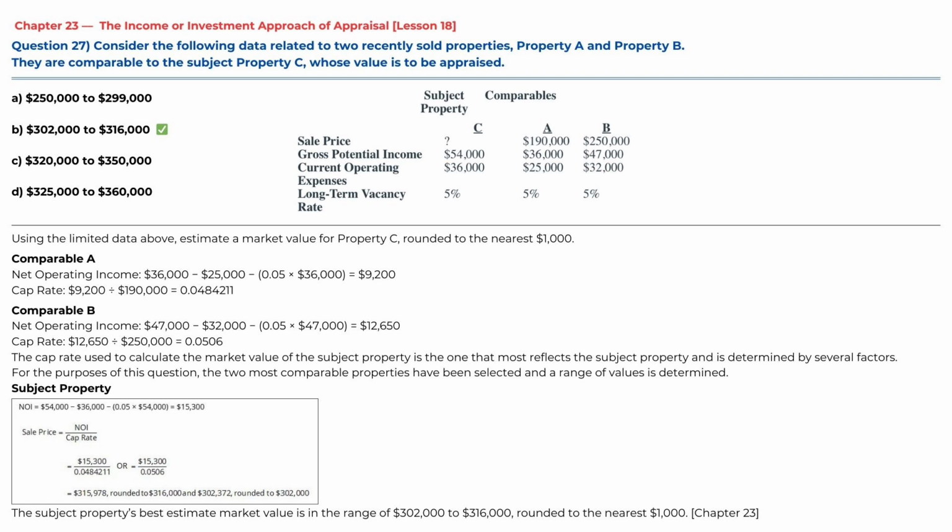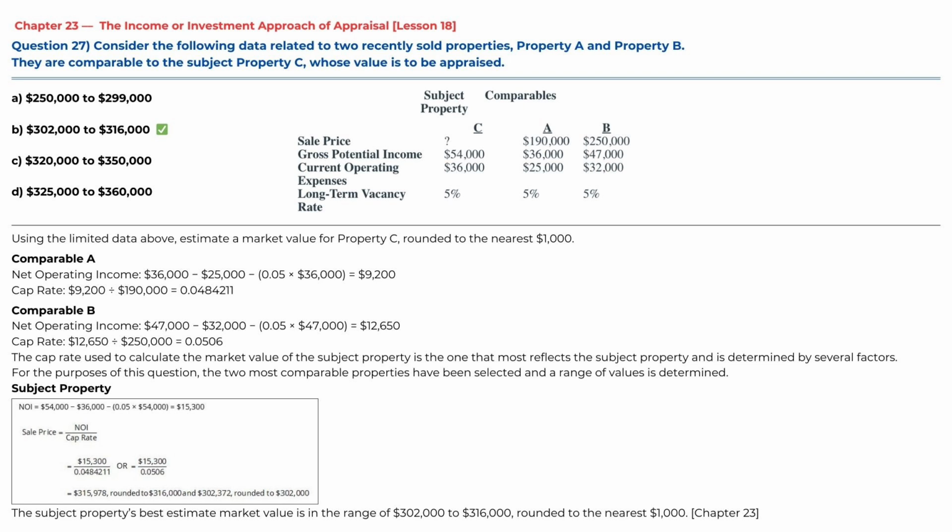0.04842111. Comparable B. Net operating income, $47,000 minus $32,000 minus 0.05 times $47,000 equals $12,650. Cap rate, $12,650 divided by $250,000 equals 0.0506. The cap rate used to calculate the market value of the subject property is the one that most reflects the subject property and is determined by several factors.